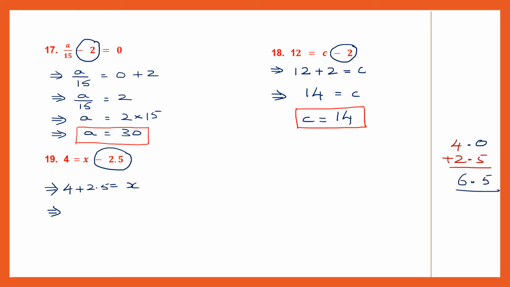6.5. So here we found the addition sum. This is equal to 6.5, which is the value of x. So we have solved for x. We have found the value of x to be 6.5.